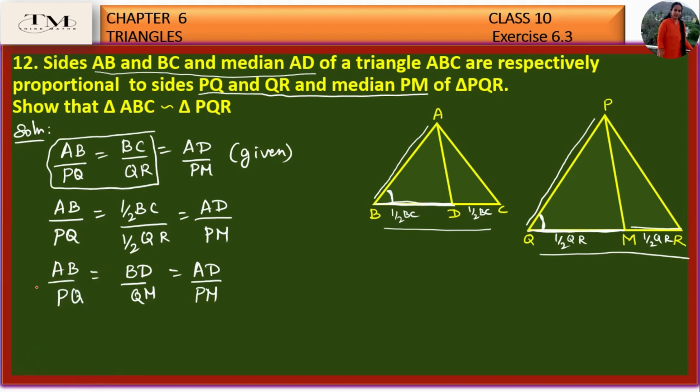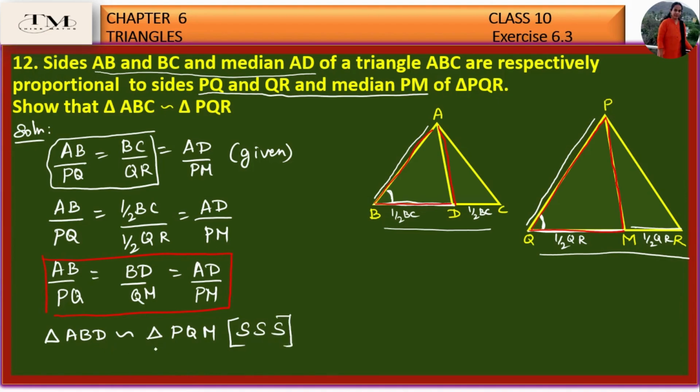Now let me consider this ratio. Which lines are there? AB, PQ, then BD, QM, AD by PM. So which triangle are we getting? Triangle ABD and triangle PQM are similar. So we can write triangle ABD is similar to triangle PQM. As corresponding sides are proportional, we can say triangle ABD is similar to triangle PQM. So side, side, side. So all three sides are proportional.